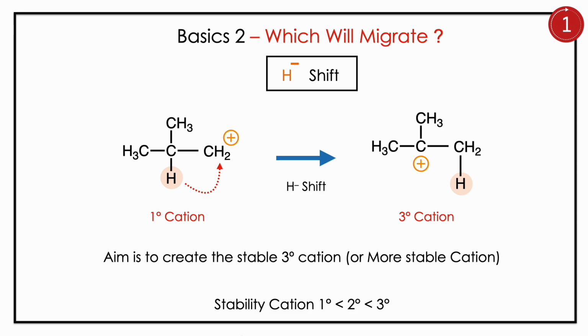Then which group will migrate, or you can say which group will rearrange. Here I have shown a hydride shift to create a more stable cation. Here you have a primary cation in the system, hydrogen migrates, and creates the tertiary cation. This is the Wagner-Meerwein rearrangement due to hydride shift.